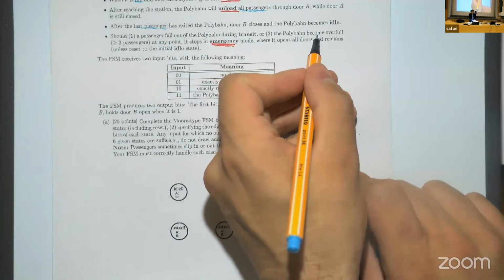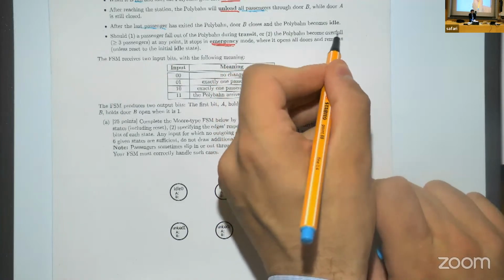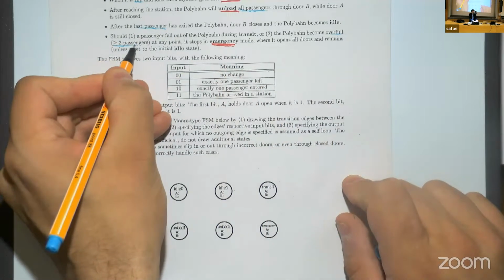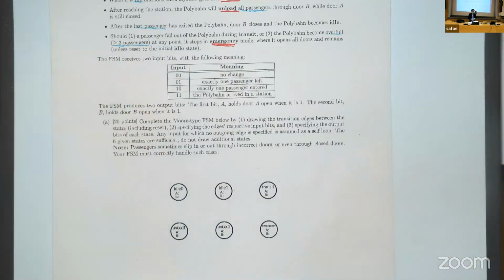And then finally, there's an additional specification. It's when it becomes overfull, which is more than 2 passengers. Then it will go into emergency mode. So based on that, I think the key takeaway is that we should be doing some kind of counter, right? So we should count the number of passengers we're getting.